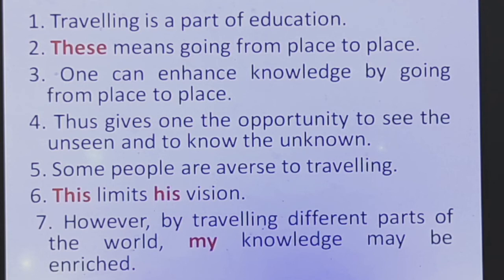Okay, so let's go to the last sentence. However, by traveling different parts of the world, my knowledge may be enriched. So there is a problem with the use of my, because if you look at the third sentence, it has a subject, that is one. So the possessive of one is one's. So instead of my, we have to use one's. If you use one's instead of my, the meaning of this sentence becomes clear.